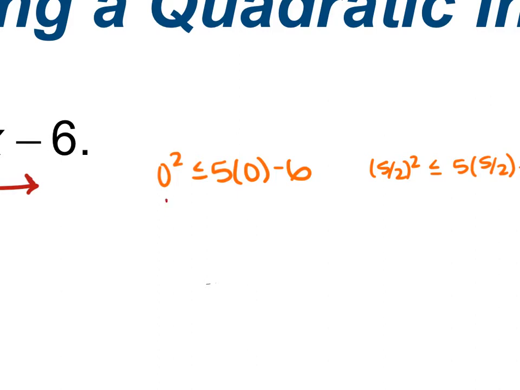The 0 squared is just 0. 5 times 0 is 0, minus 6 is negative 6. Is 0 less than or equal to negative 6? No. So your line will not go over that number.